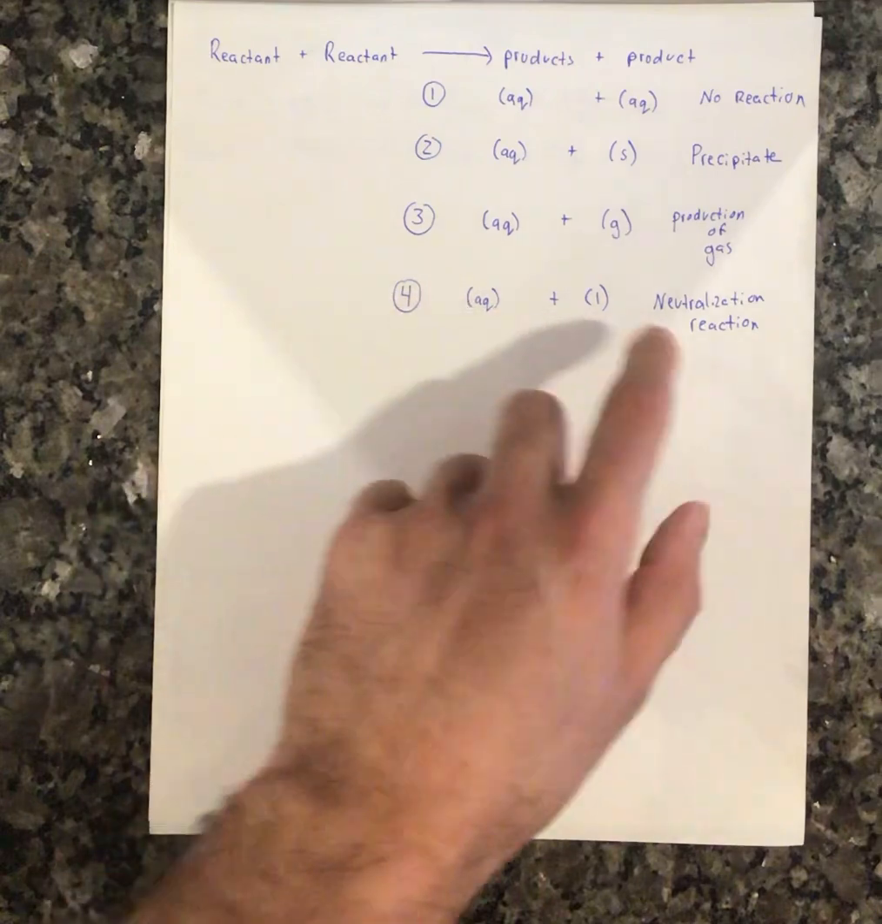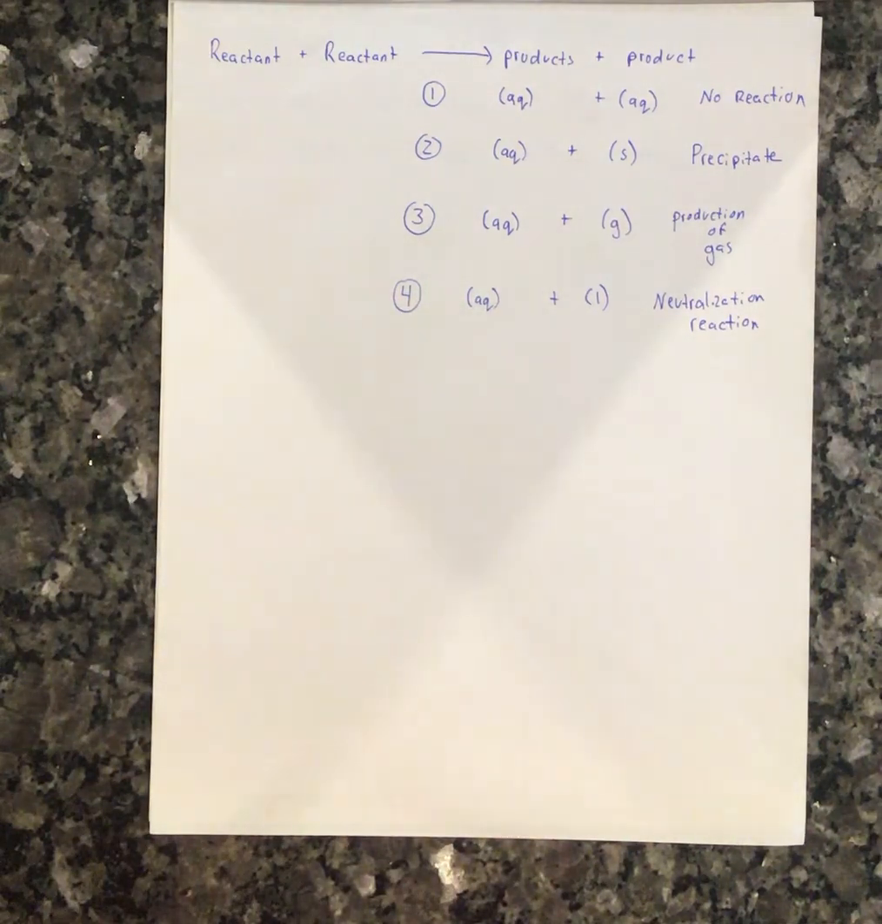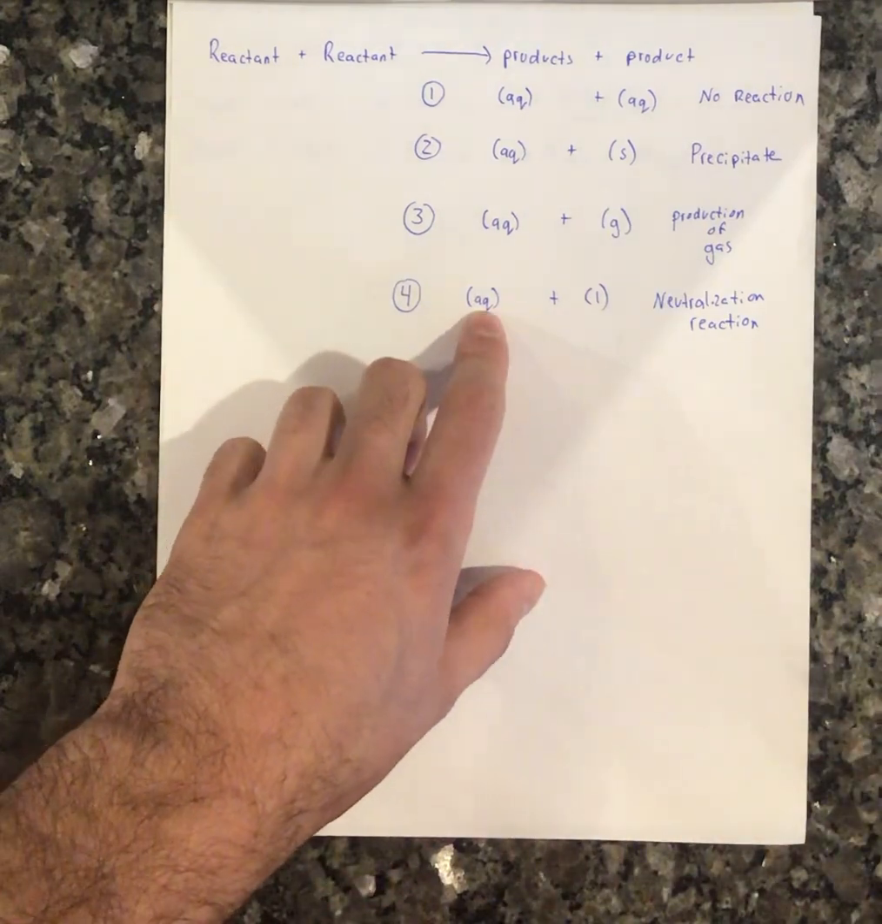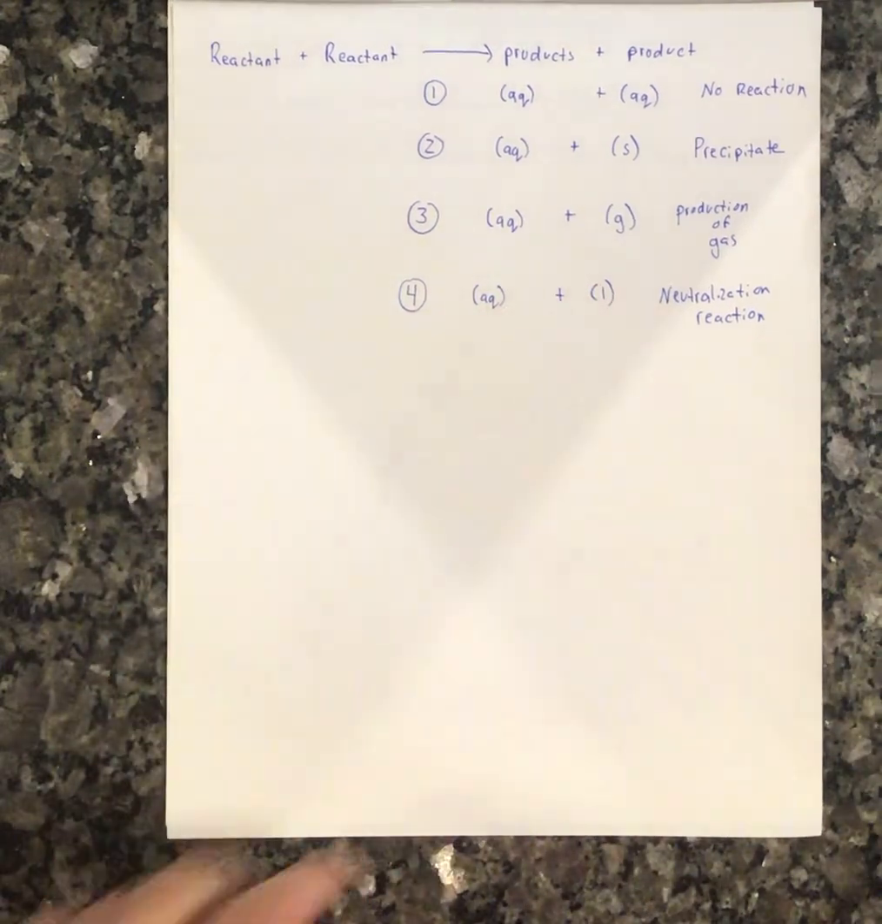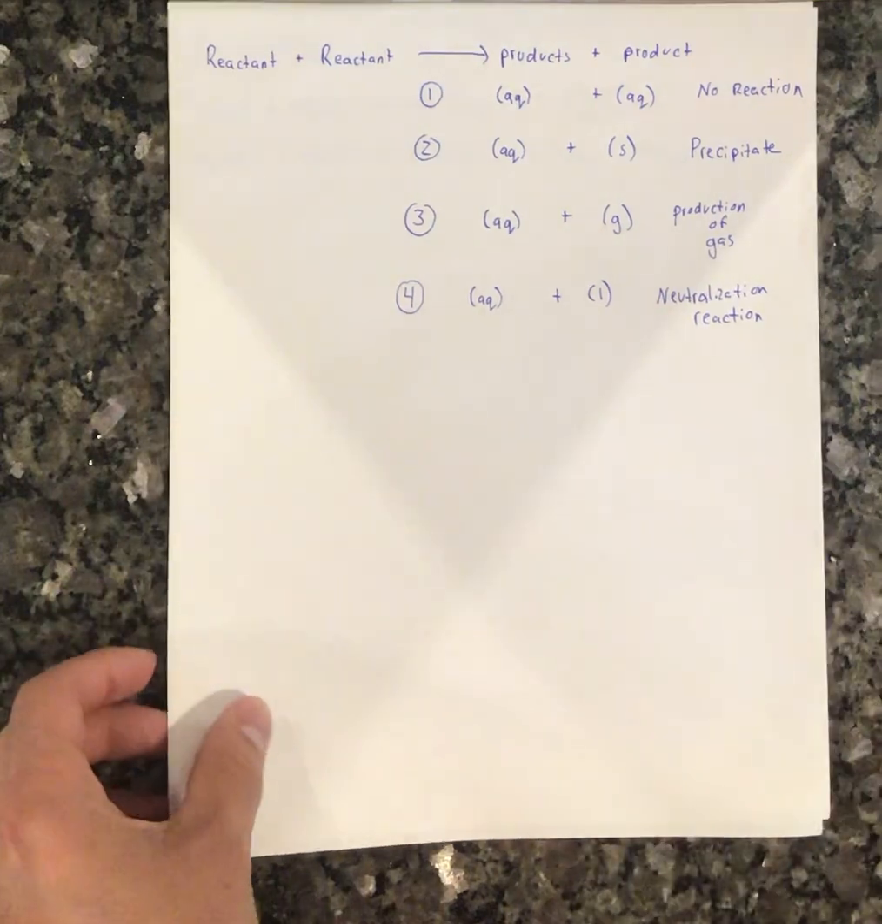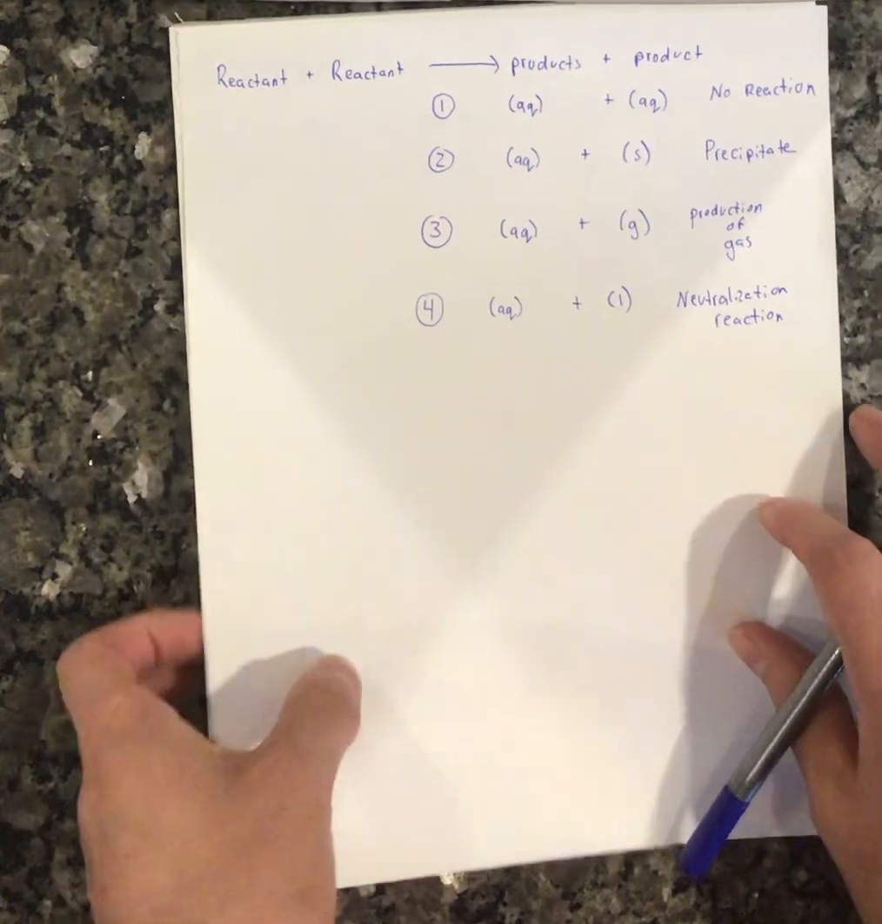And then the last one that we're going to look at right now is what we call a neutralization reaction. And that's when we're going to make an aqueous as well as a liquid. Okay, so let's go back to our lesson.